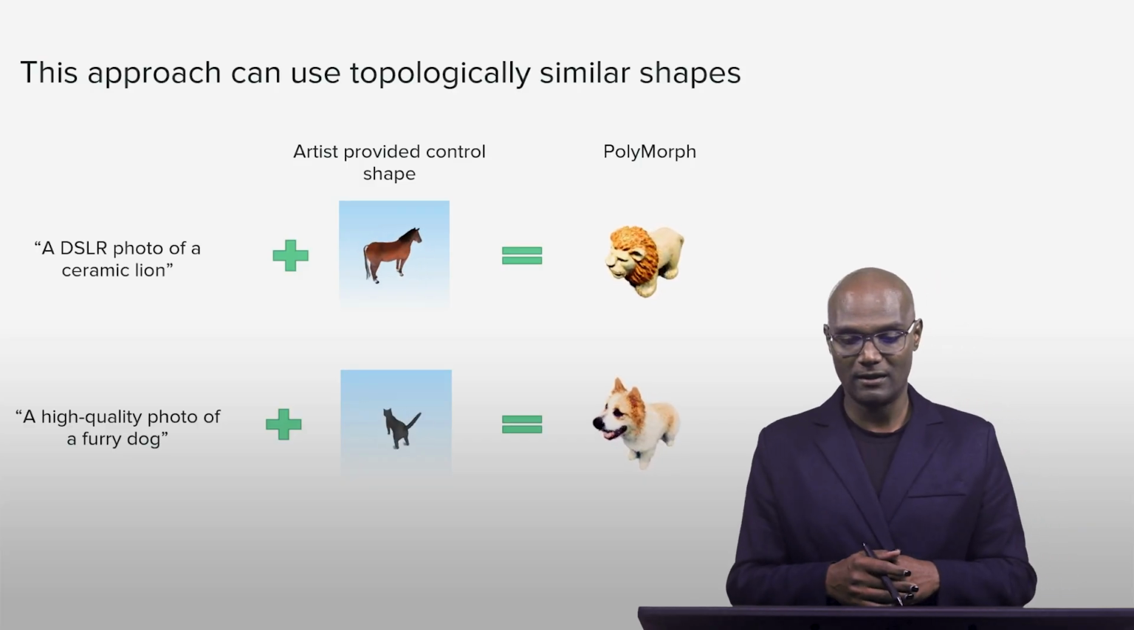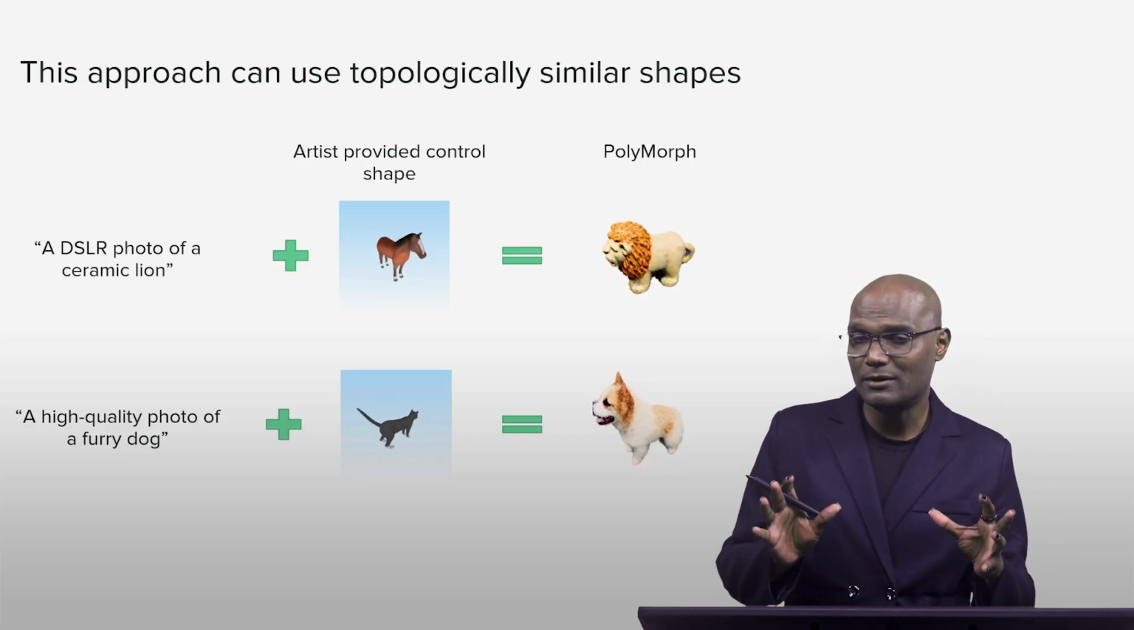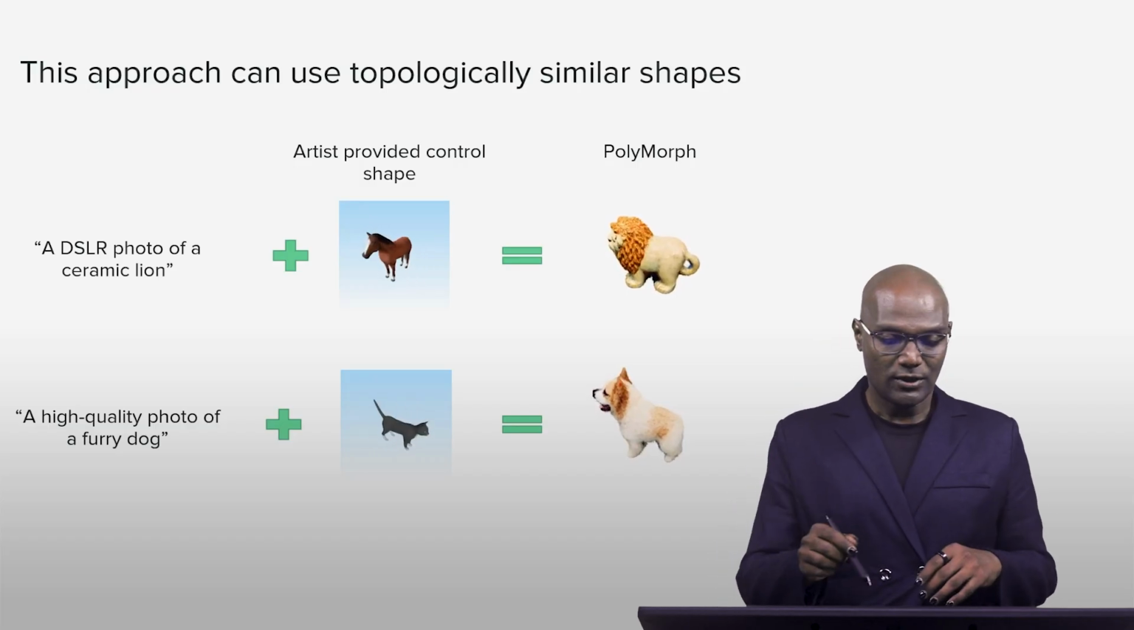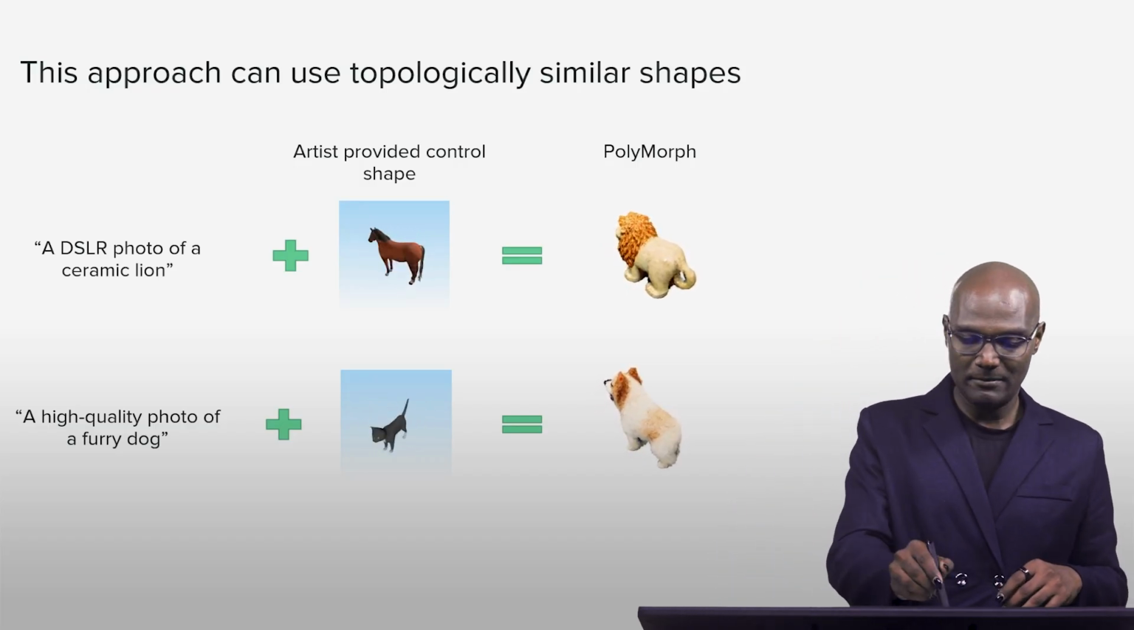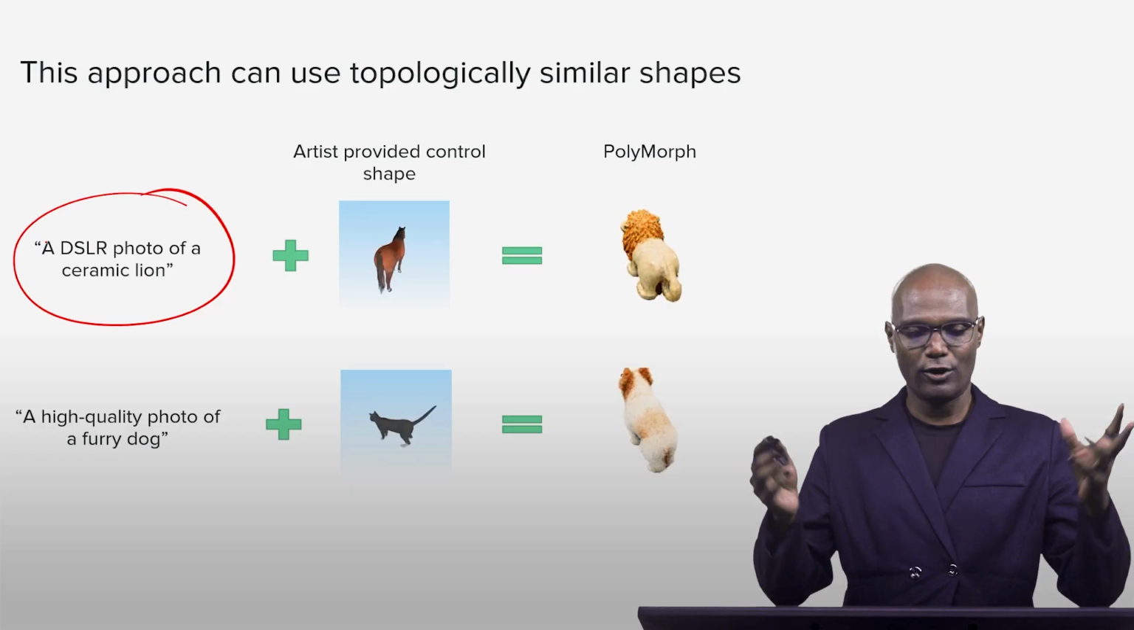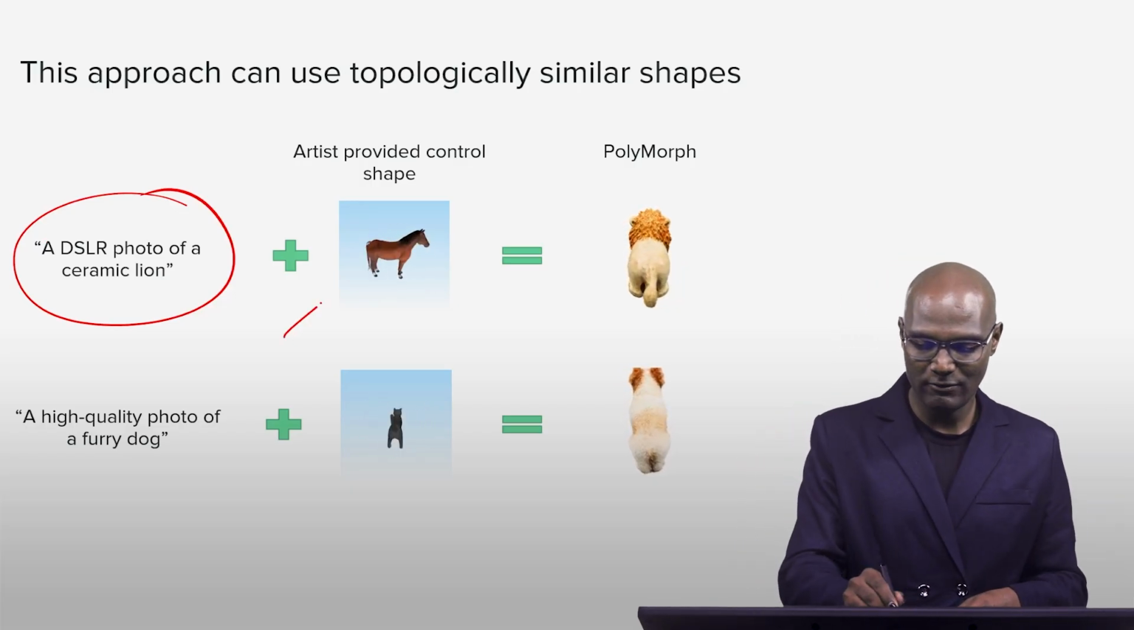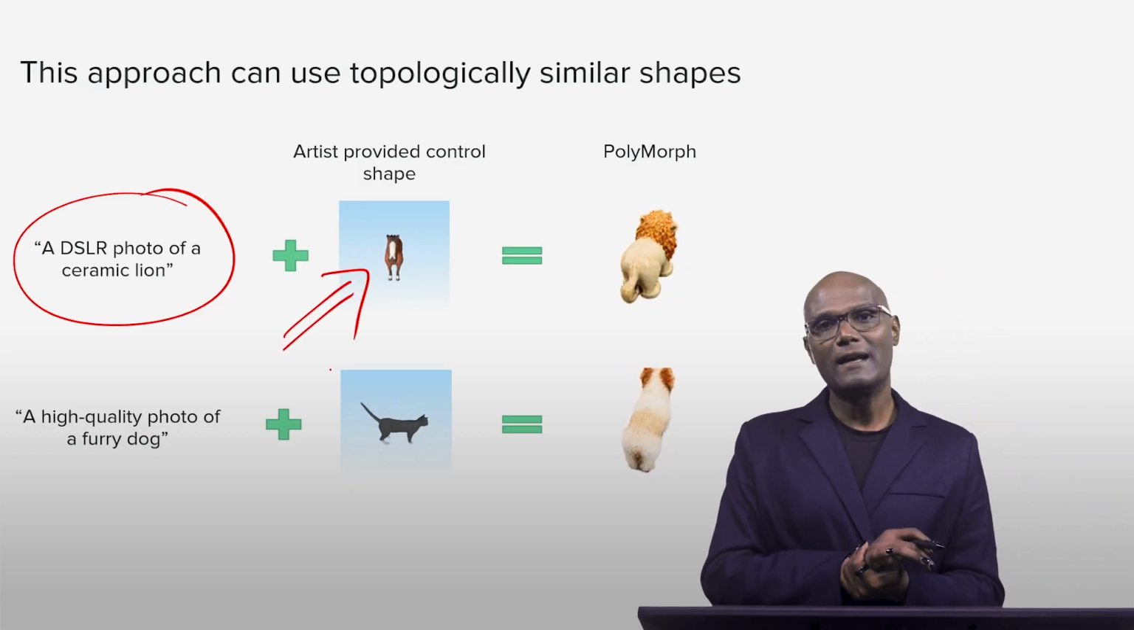So here are some very extreme examples of the types of things that we can do. The top row shows an example. Again, we are saying a DSLR photo of a ceramic lion, but the artist provided control is not even a lion, it's a horse.